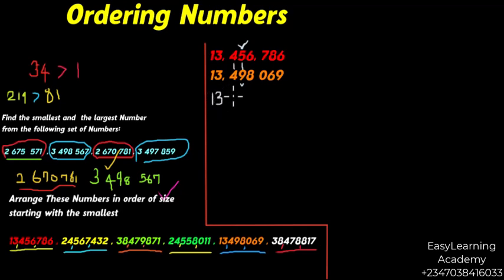Good. Let's have a 456,000, and let's have our 786. All right, so that becomes the smallest in that regard. And if that's the smallest, the next one that will follow will be this other number, as the next number.